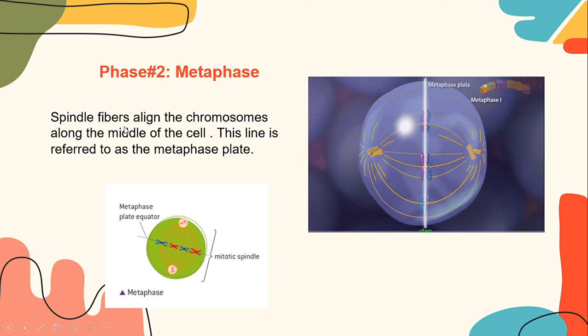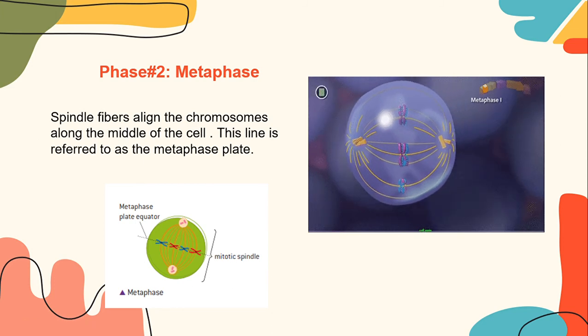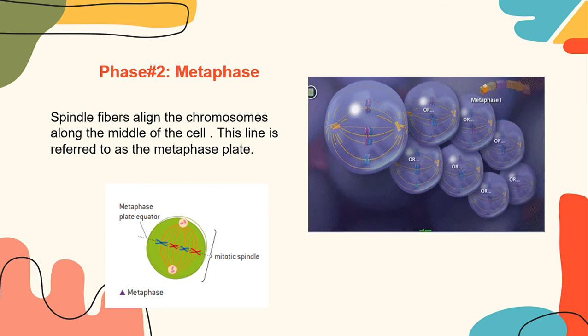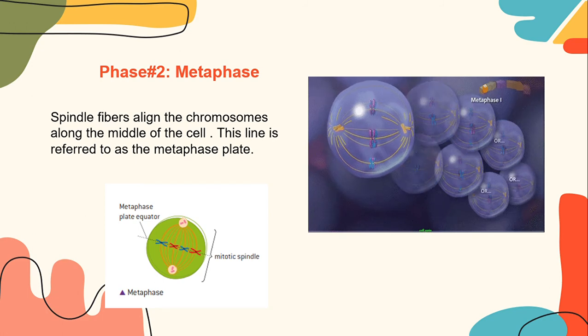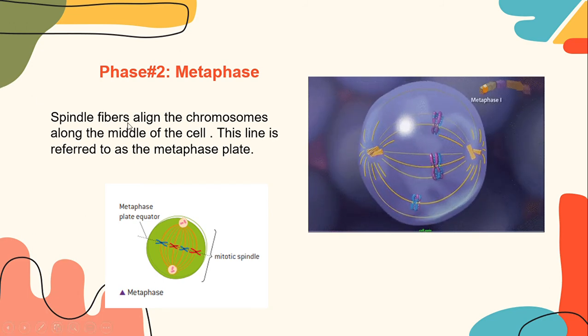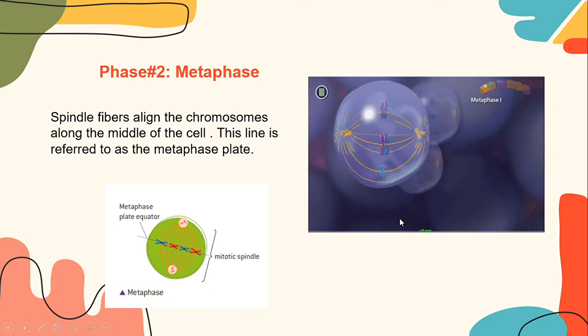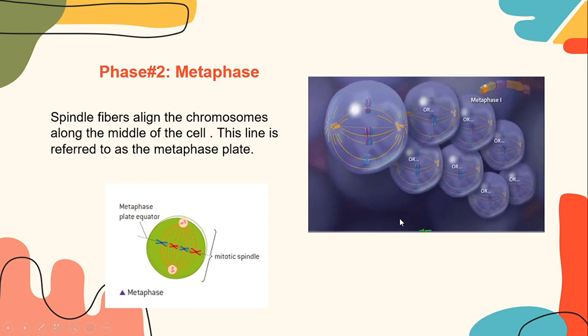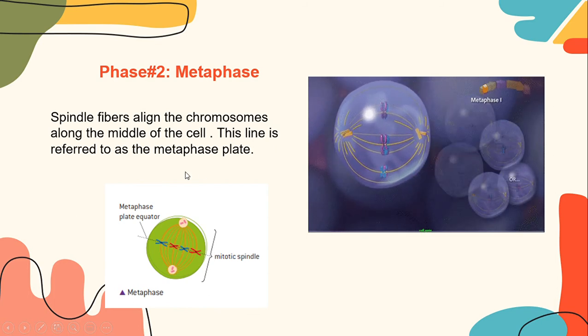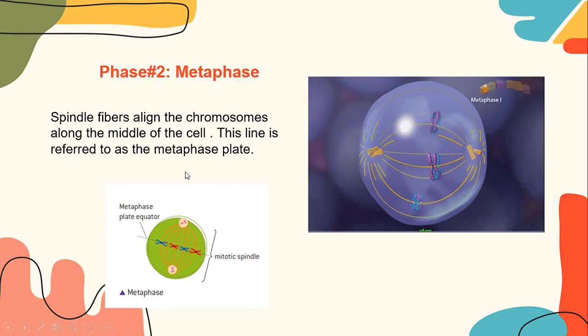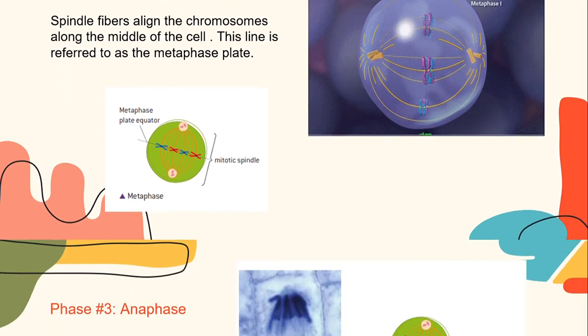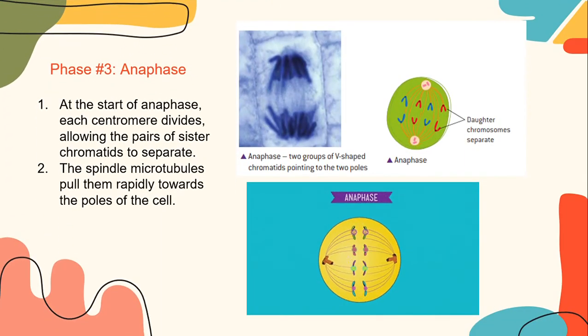Do you remember when I told you that the microtubules will start to form in the prophase? So the importance of the spindle fibers or the microtubule fibers is that they will help the chromosomes to make a line in the middle of the cell. So this is the second phase. We call it metaphase. In phase number 3, we call it anaphase.